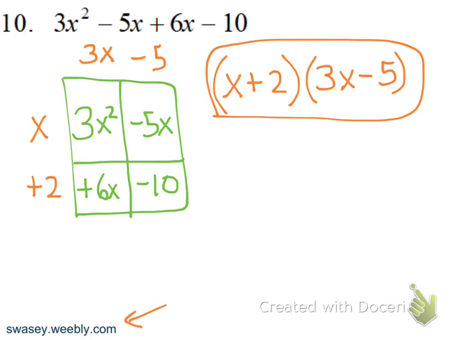So whichever one works for you, either the box method or just group the first two together and the last two together.